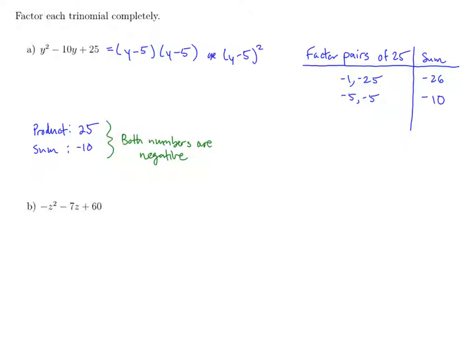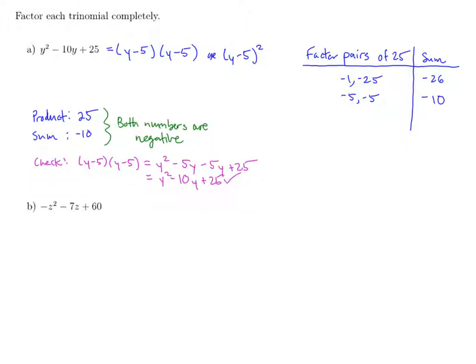If we wanted to check this answer, we could distribute. So if we check, does y minus 5 times y minus 5 work? When we distribute and expand that, we'll get y squared minus 5y minus 5y plus 25, which then gives us y squared minus 10y plus 25, which is exactly what we wanted there.